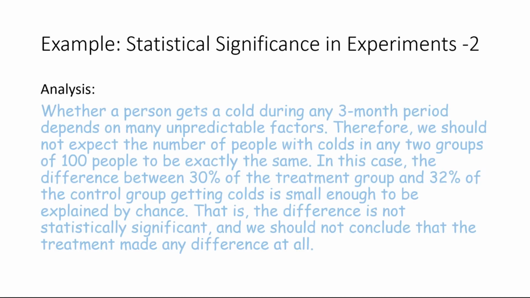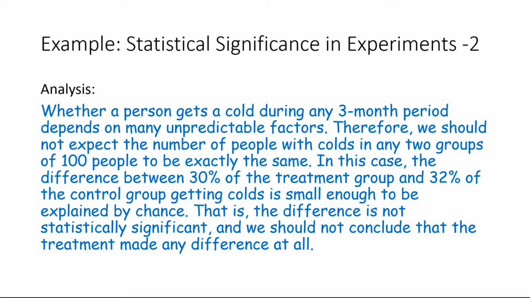Analysis. Whether a person gets a cold during any 3-month period depends on many unpredictable factors. Therefore, we should not expect the number of people with colds in any two groups of 100 people to be exactly the same. In this case, the difference between 30% of the treatment group and 32% of the control group getting colds is small enough to be explained by chance. That is, the difference is not statistically significant, and we should not conclude that the treatment made any difference at all.